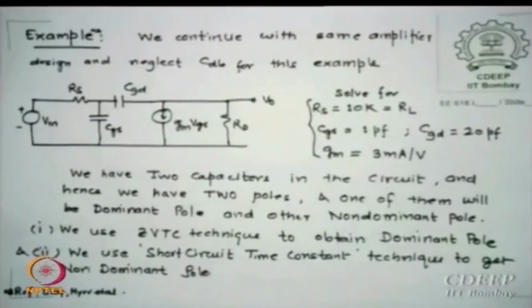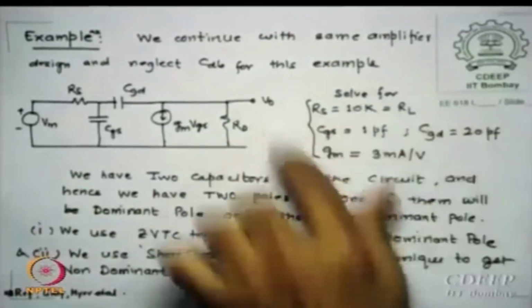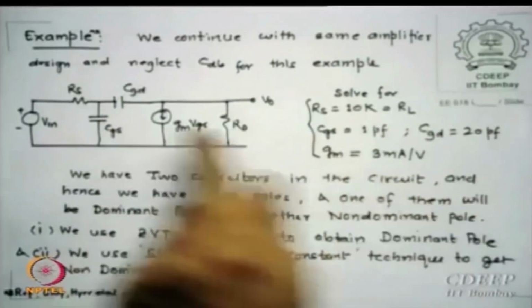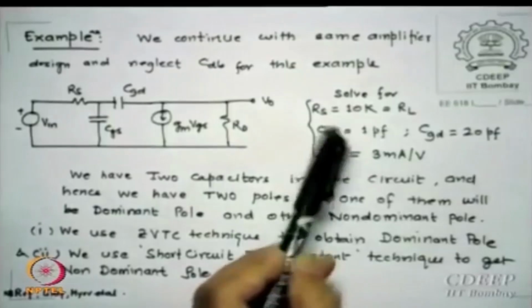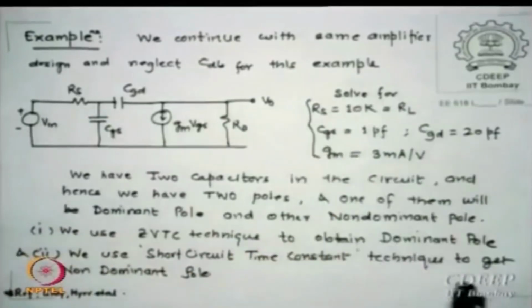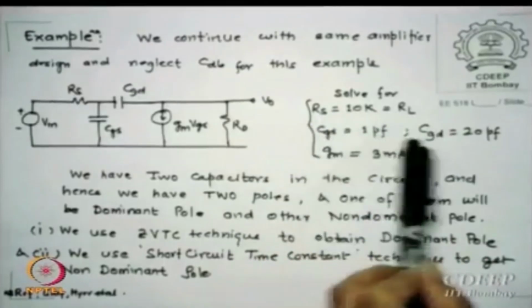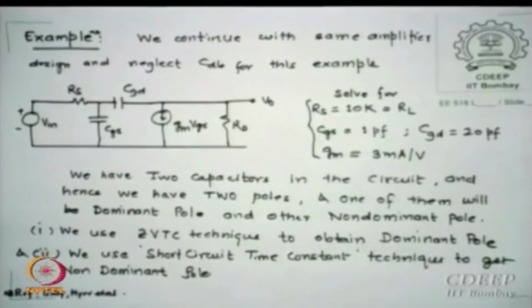Okay, here is an example. I want to find the dominant and non-dominant pole of this amplifier. These values are changed from my own values; note them down and solve the same example with these new values, and inform me next time, at least one of you, what those values are. The values are RS 10K, RL 10K, CGS 1 pF, CGD 20 pF, GM 3 milliamp per volt. You have to calculate this data.